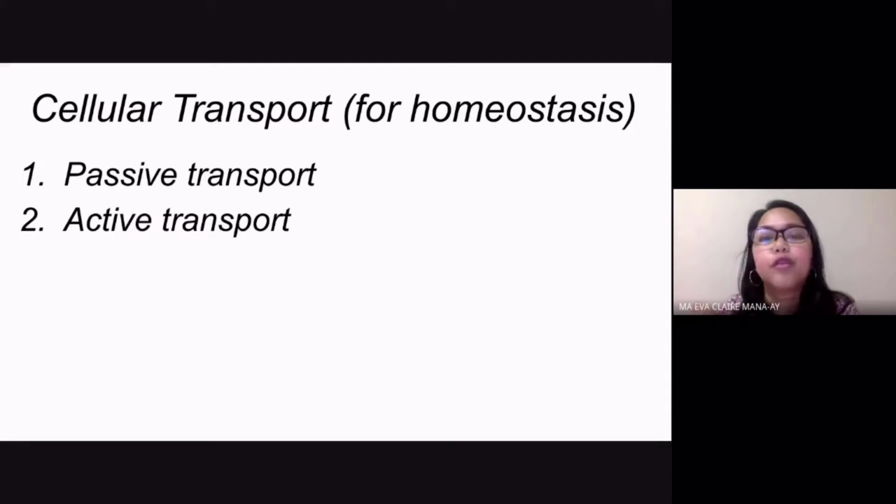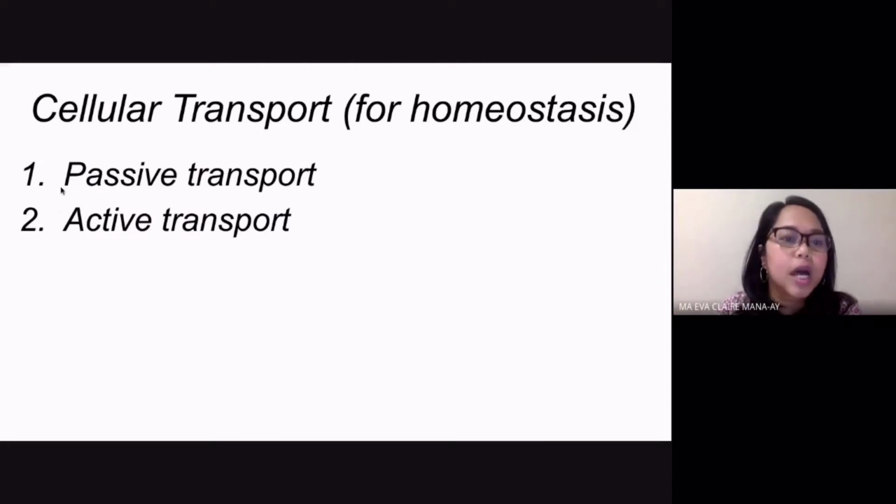Again, any types of responses that an organism does for certain types of stimulus is going to be for homeostasis. So when you say homeostasis, that is the state of internal balance within our body, within our systems. So again, cellular transport, the transport of materials in and out of the cell, has the main goal of maintaining homeostasis. Now, we've talked about the two types of cellular transport.